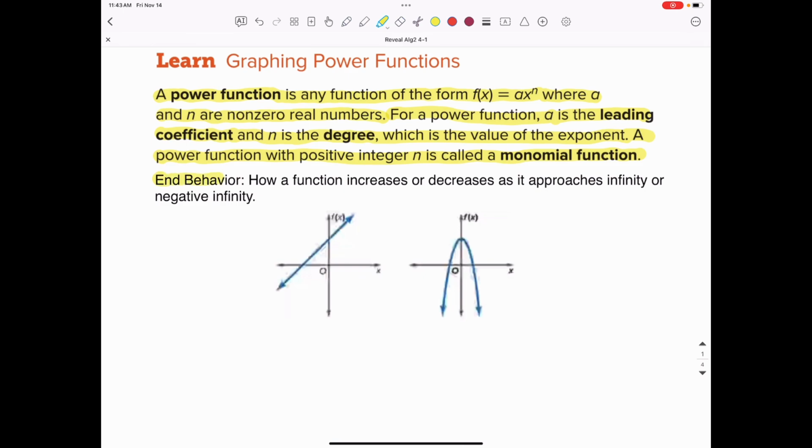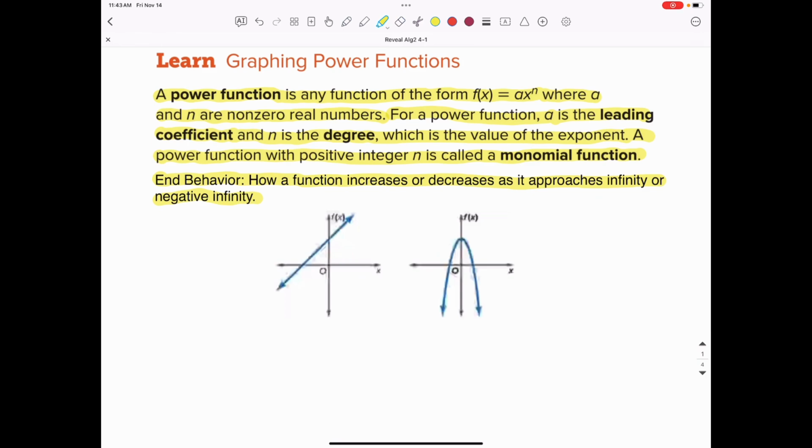End behavior is how a function increases or decreases as it approaches infinity or negative infinity. I've got a couple of graphs down here. The one on the left is a line, just a straight line. And we know lines go on forever. They go forever to the right and they go forever to the left. And that's why we oftentimes say that the domain of a line is all real numbers.